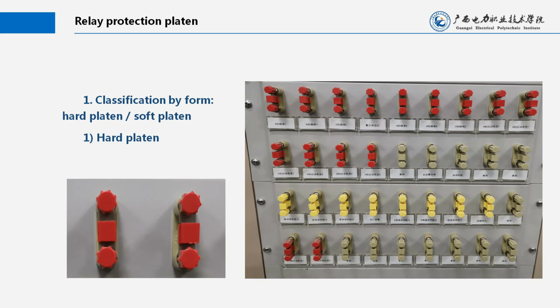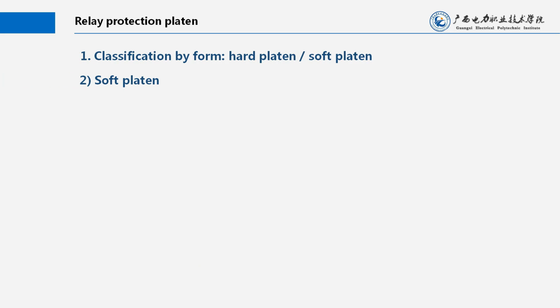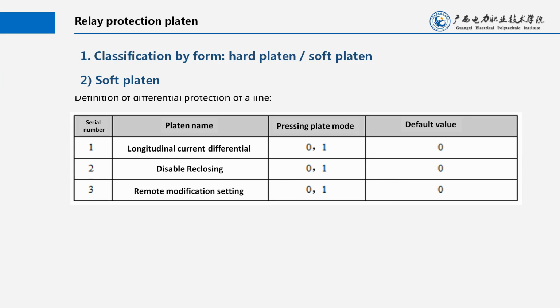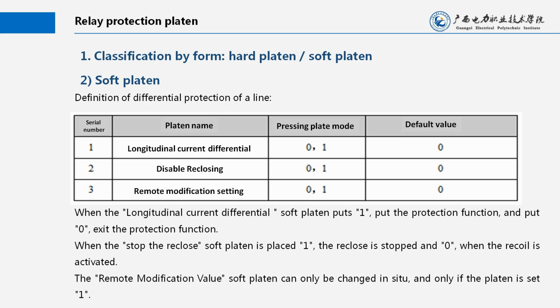1. Hard platen. 2. Soft platen. Definition of differential protection of a line. When the longitudinal current differential soft platen is put at 1, the protection function is put in, and at 0, the protection function exits. When the stop reclosing soft platen is placed at 1, the reclosing is stopped, and at 0, the reclosing is activated. The remote modification value soft platen can only be changed in situ, and only if the platen is set to 1.